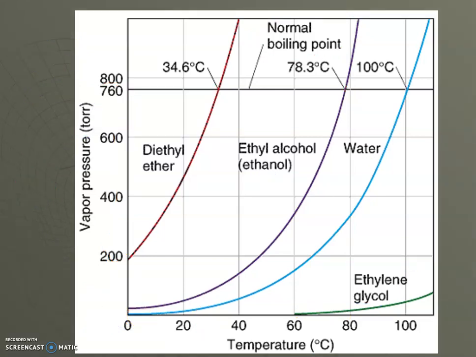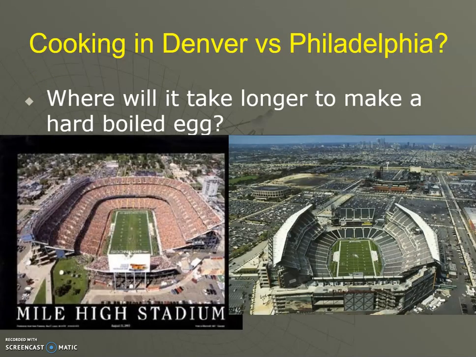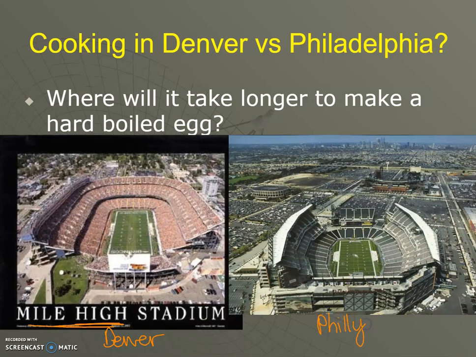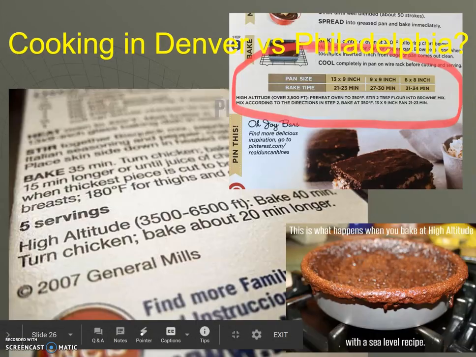And this is where in class I bring the great big huge bell jar in and we do the little experiment. Okay, so high altitude places like Mile High Stadium in Denver, Colorado, have a different pressure than here in Philadelphia, which is at sea level. They have less pressure, a mile up in altitude. So where is it going to take longer to cook something? It's going to take longer in Denver.